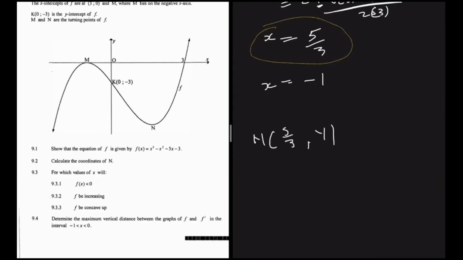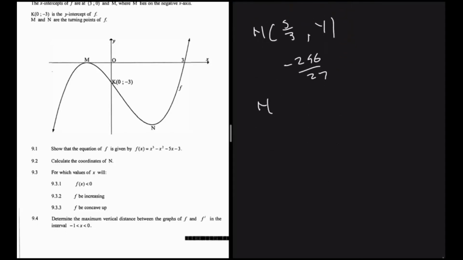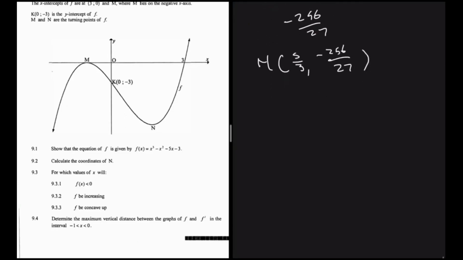So we're going to have (5 divided by 3) cubed minus (5 divided by 3) squared minus 5 multiplied by 5 divided by 3 minus 3, which is giving me minus 256 divided by 27. So it seems like the coordinates for n is 5 divided by 3 and minus 256 divided by 27. So now we can move forward and do 9.3.